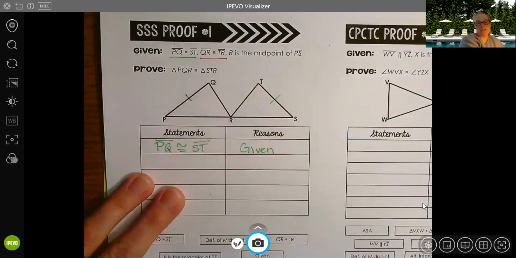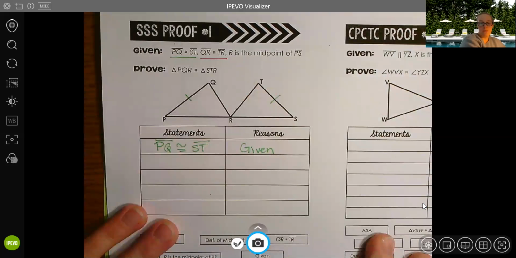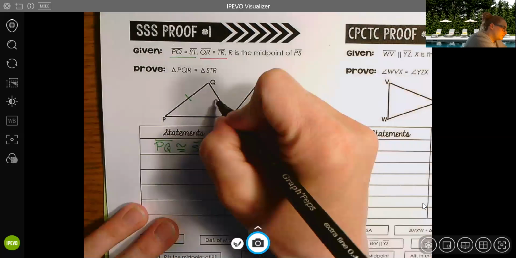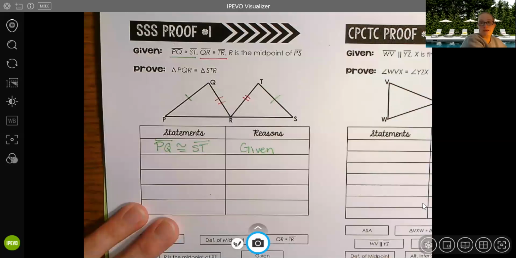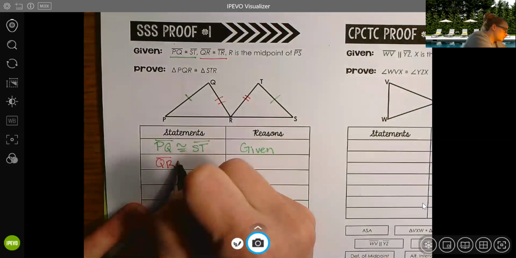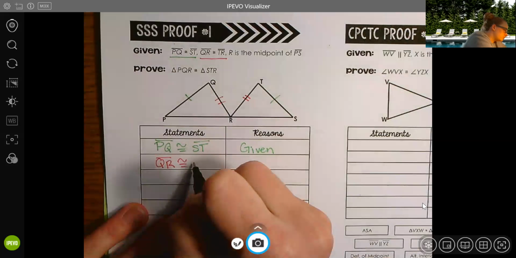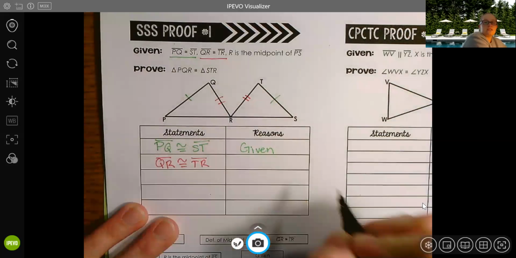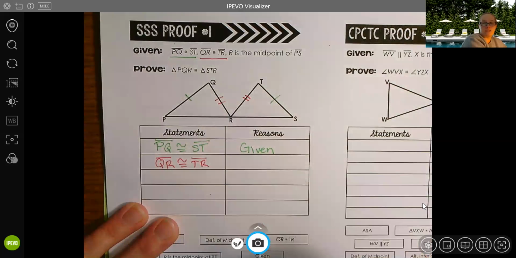All right, so I'm going to look at my next one. QR is congruent to TR. So I'm going to label that in my picture. And then that's my second statement and my second reason. The reason you're going to write is given, because these are things that are given to you.